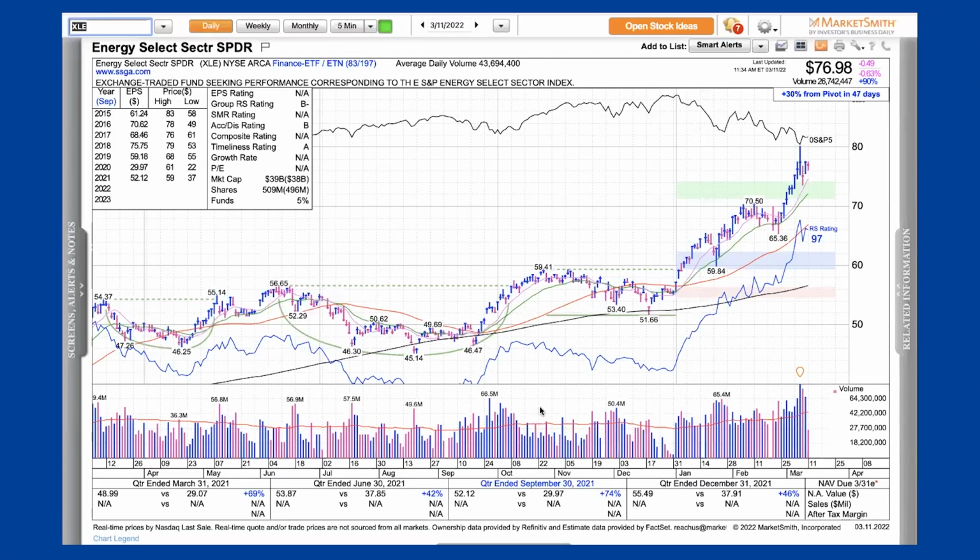Now you can use early entries for stocks and ETFs. So I'll give you a couple tips and tricks for how to spot these early entries. Let's take a look at the XLE ETF. This presented a great early entry at the beginning of 2022, the very first trading day, in fact. So let's take a look at the action on that day.